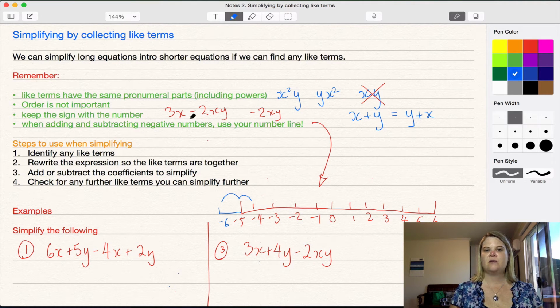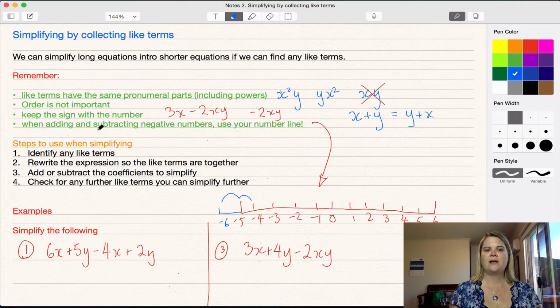If you have an expression 3x minus 2xy and you're just taking this term and moving it around, make sure you take the negative with that whole term. Don't leave it there. Take it with the term wherever you're moving it to.